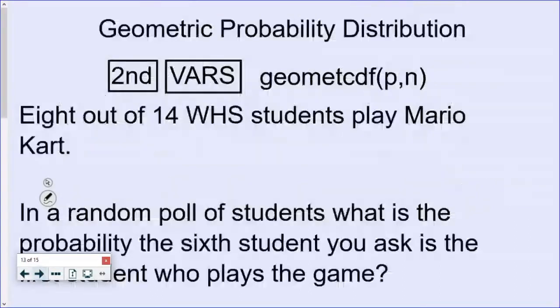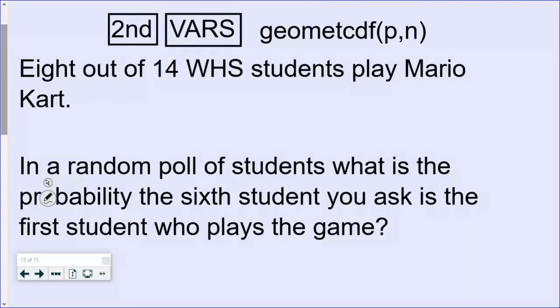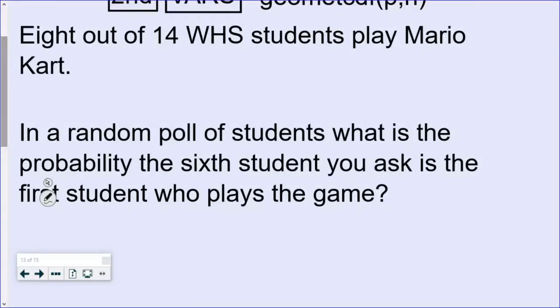So let's actually try a couple of these now. And again, second VARS, geometric CDF. So let's say we have 8 out of 14 students play Mario Kart. In a random poll of students, what's the probability the 6th student I ask is the first student who plays the game? Well, my 6th student plays. I need to know my chance of someone playing. Well, it's 8 out of 14. 8 out of 14 students play.